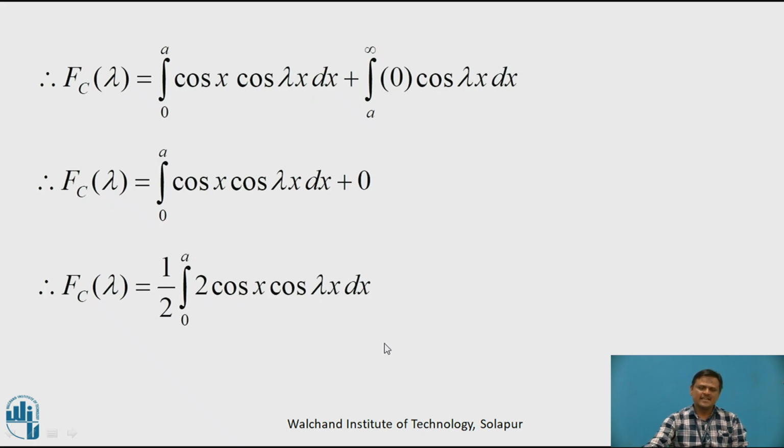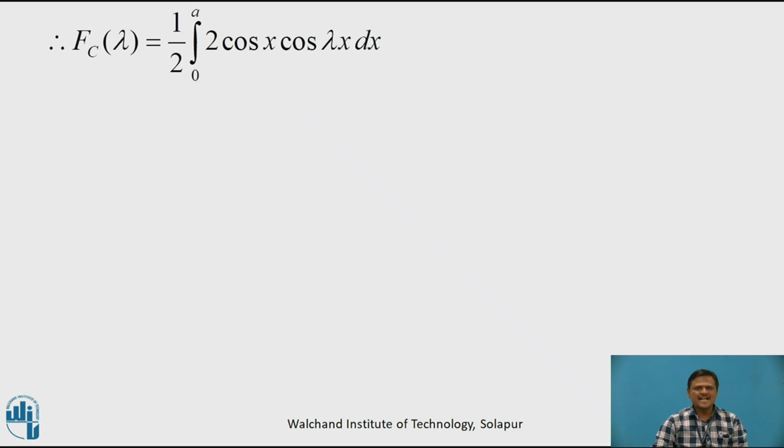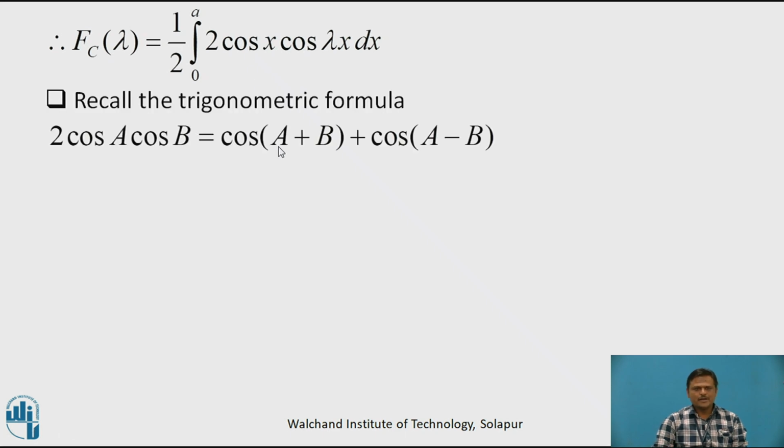Dear friends, evaluation of this integral directly is not possible. That's why we need to separate this product cos x and cos lambda x by using one of the appropriate trigonometric formulae. So we need to recall that formula. Do you know what is the formula for 2 cos A into cos B? Please recall it, because we need to apply that formula in order to evaluate this integral. So recalling that trigonometric formula, 2 cos A into cos B is equal to cos of A plus B plus cos of A minus B. We are going to apply this formula here in this integral.